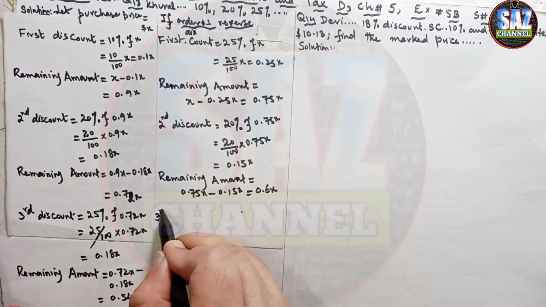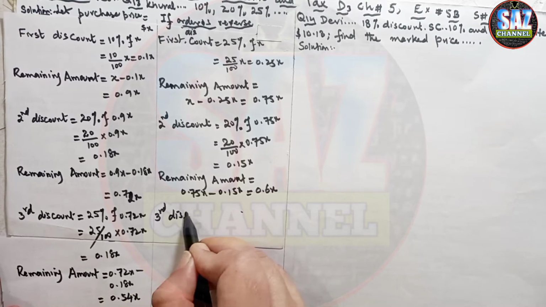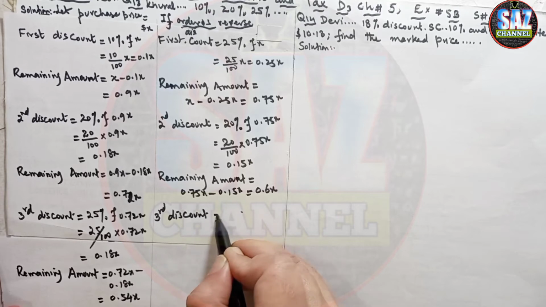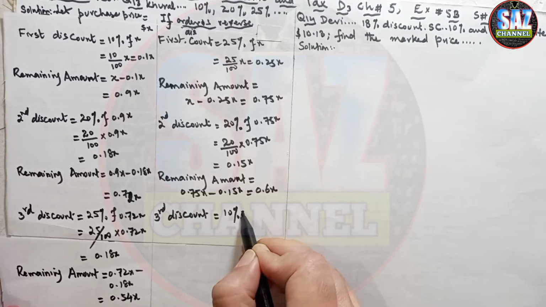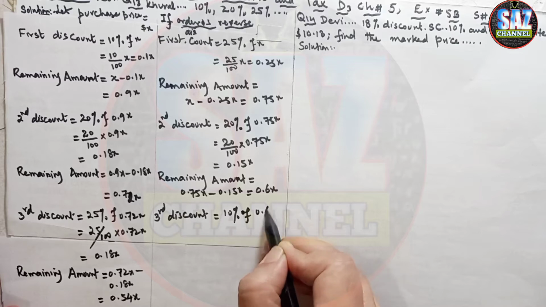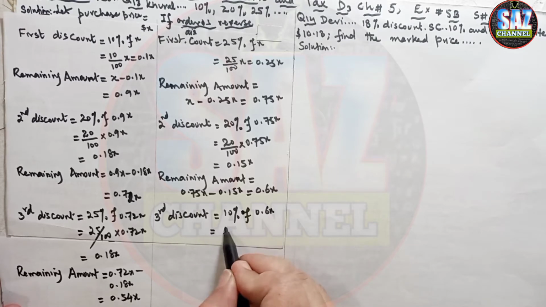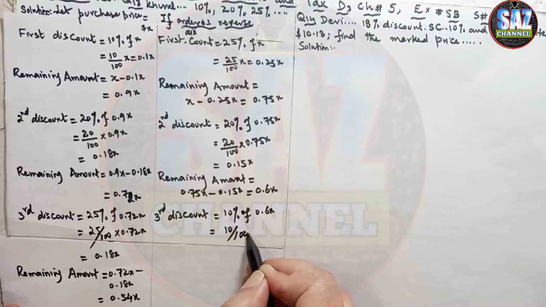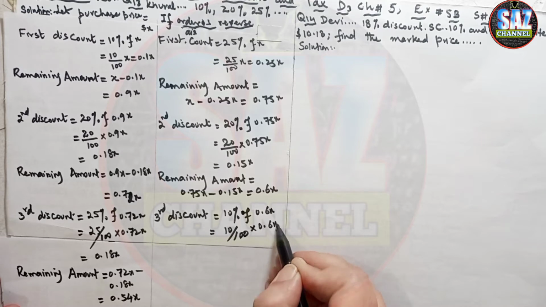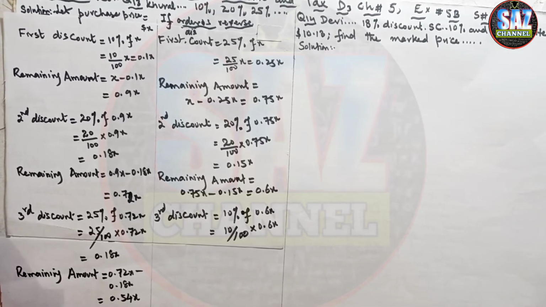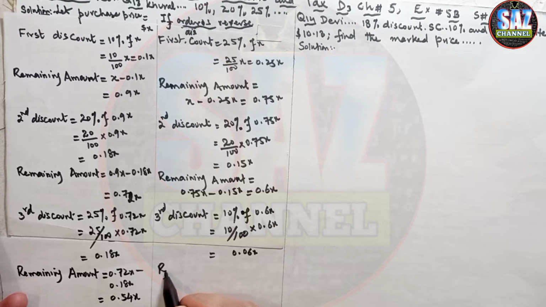The third discount is 10% of 0.6x, which will give me 10 over 100 multiplied by 0.6x. So 10 multiplied by 0.6 upon 100, 0.06x. So this is the third discount, 0.06x.